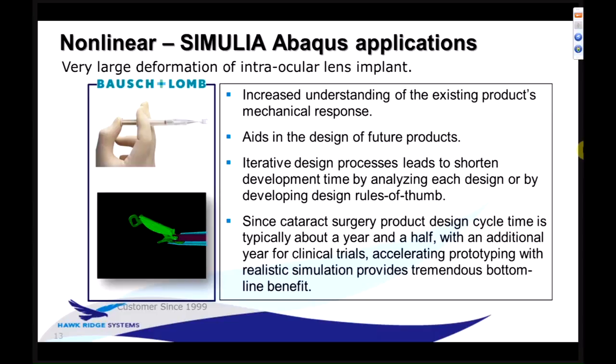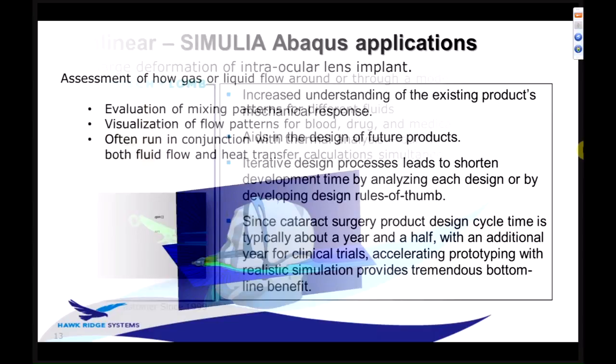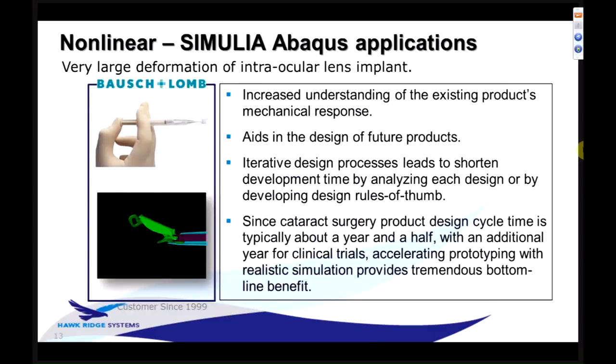So if we change tack a little bit here and move away from structural loads and distortions and how parts are going to move when loads are applied, let's talk about fluid flow. Fluid flow is basically the assessment of how gases or liquids are going to flow around or through the object you are designing.